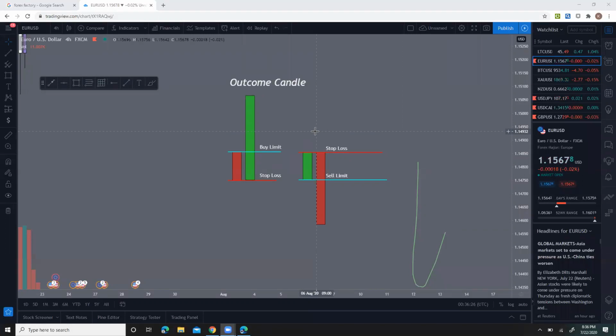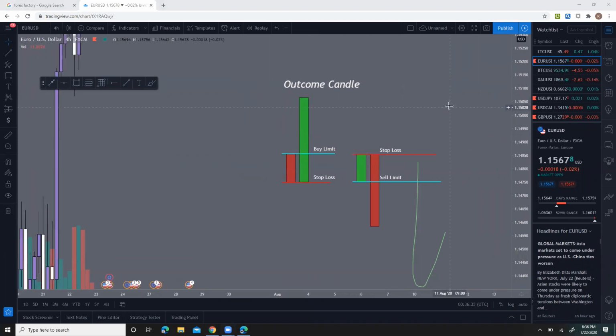Now, I don't want to confuse y'all. There are some scenarios where it's not engulfing, but that's more in-depth stuff, so I'm going to try not to confuse y'all with that.